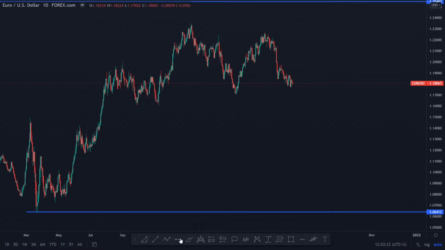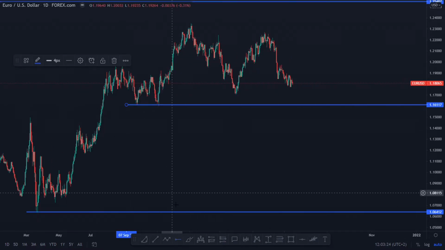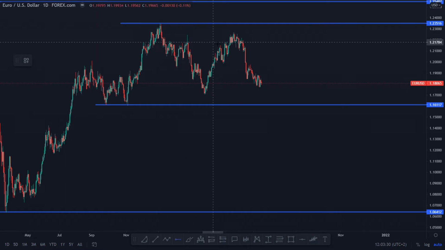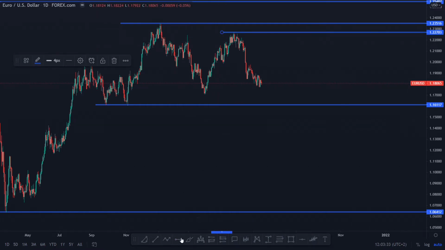Alright, we go into the daily. Okay, here's the lowest area, and here's the highest of the daily chart. And here's the most recent. So guys, for me, these zones are just a means of me understanding the market.